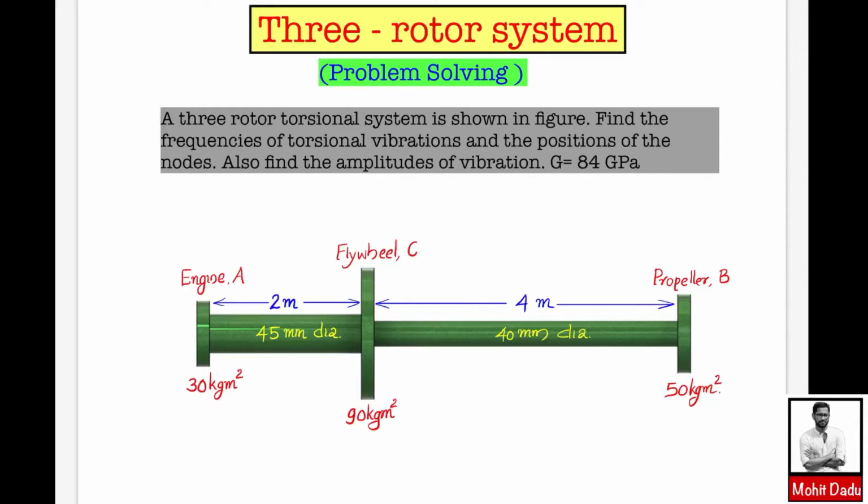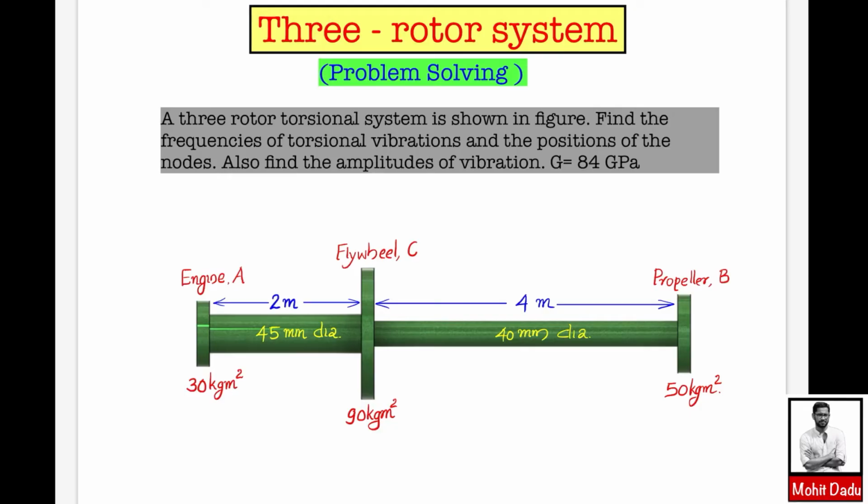Hi all, in the previous lecture we studied the three rotor system and analyzed it in detail. So in this video, based on that analysis, we will be solving one problem from this three rotor system's torsional vibrations. Here you can see the question: a three rotor torsional system is shown in the figure, and we have to find the frequencies of these torsional vibrations and also locate the positions of the nodes.